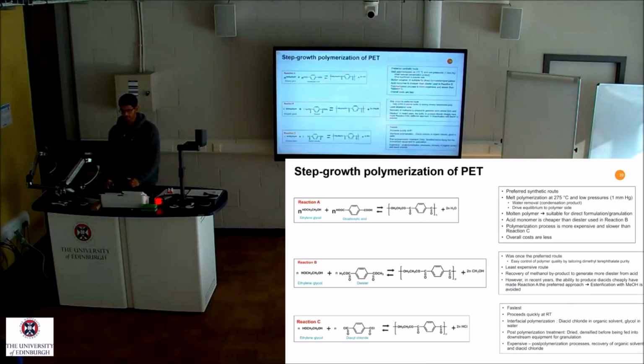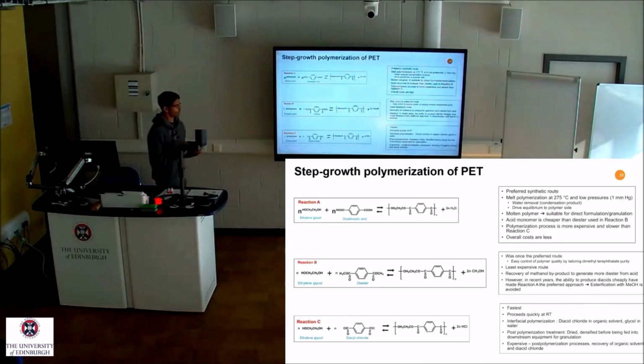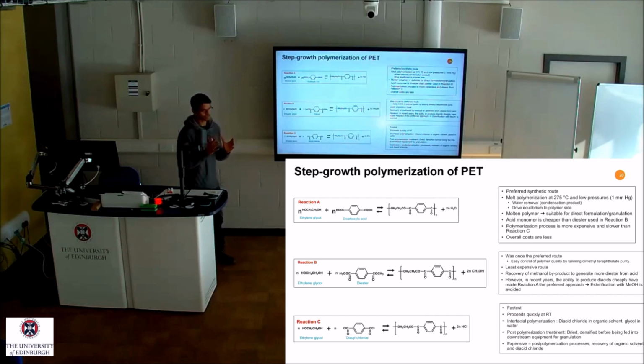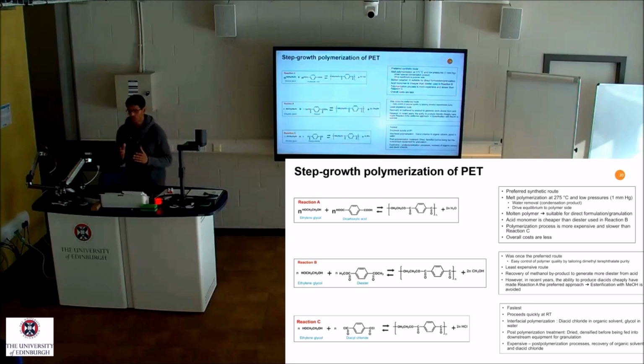So if I just tell you in one word, first of all, reaction A is the preferred choice, which is used in the industry nowadays. And the main reason, in one word, is the cost. Industries only think about their cost, so that's why they make profit, right? The overall cost of reaction A is the cheapest to produce compared to reaction B.